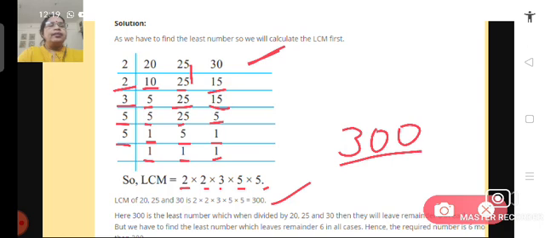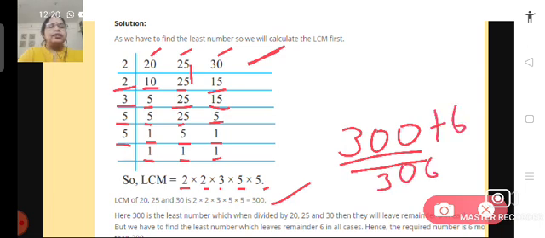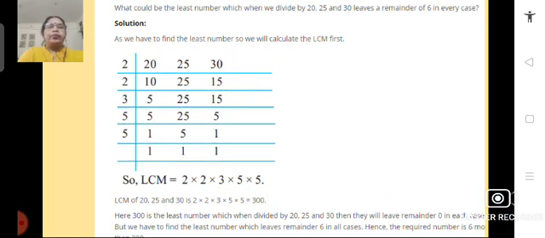Now 300 is the number which is exactly divisible by 20, 25 and 30. But we want a number which after being divided by 20, 25 and 30 leaves 6 in each case. So what will be that number? It will be 300 plus 6, that means 306. So 306 is the answer for this problem.